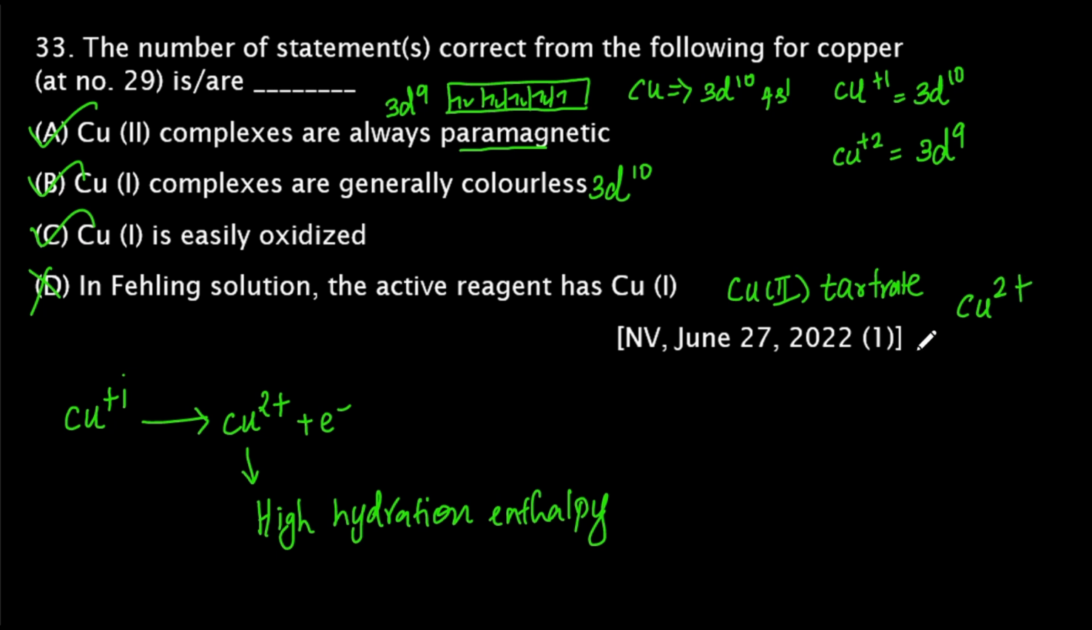And how is this copper 2 tartrate produced? This complex is produced by adding Fehling A solution to Fehling B solution. Fehling A solution is copper sulfate, and Fehling B solution is potassium sodium tartrate with sodium hydroxide. These two solutions mix together to give copper 2 tartrate, and the copper 1 species is not present. Only Cu2+ ions are present. So the number of correct statements is 3.